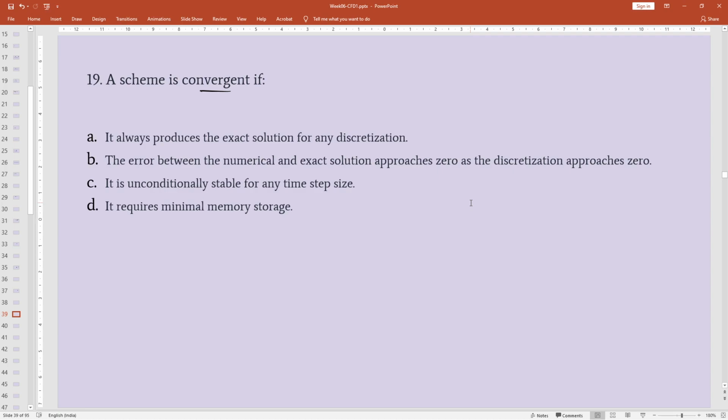Yes, you are right. Option B is our answer. Convergence means the error between the numerical and exact solution should approach 0 as the discretization approaches 0.